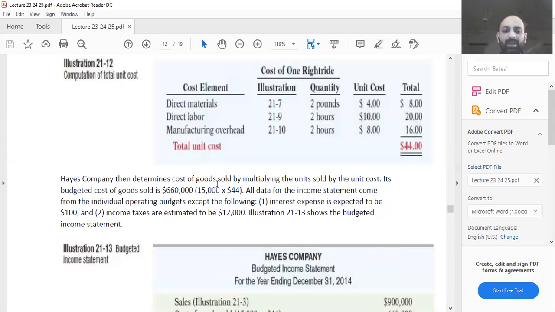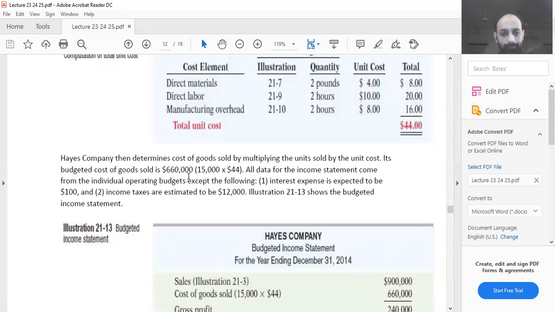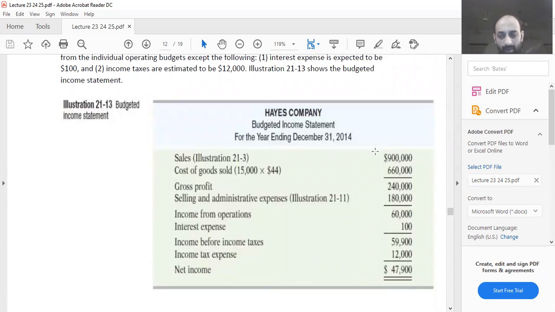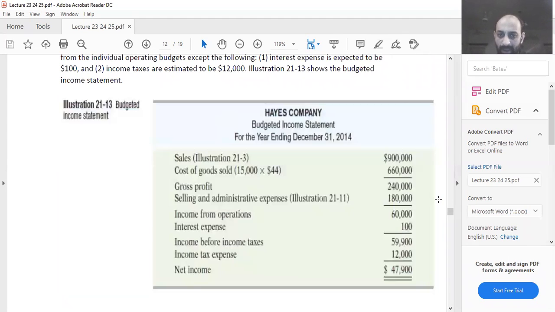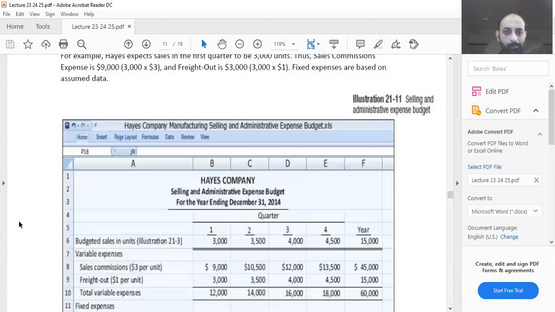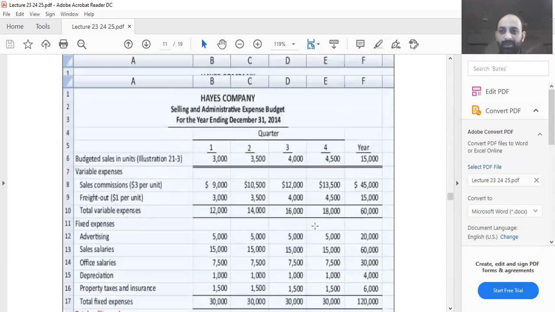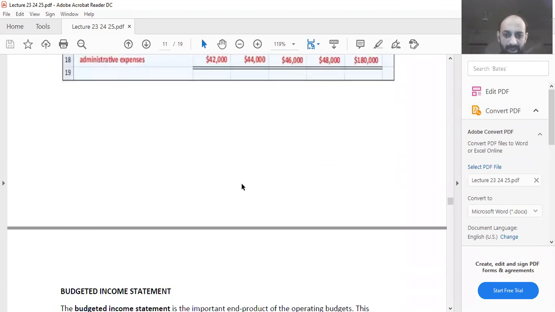Hayes Company then determines cost of goods sold by multiplying the units sold by the unit cost. Its budgeted cost of goods sold is, we already know the total figure. So we know the cost per unit, so we can calculate the budgeted cost of goods sold. Sales, we already know, we calculated that figure in the sales budget. Cost of goods sold, we have just calculated. So you get the gross profit. From that, you subtract selling and administrative expense, which was calculated in illustration 2111, which is here. So it gives you the selling and administrative expense budget.